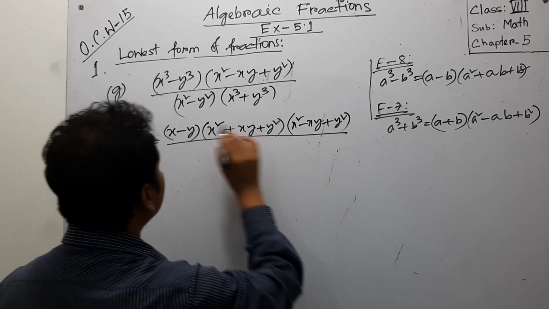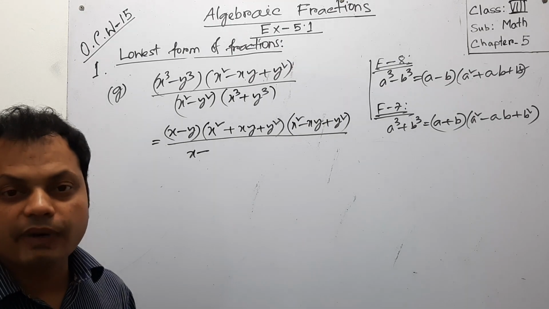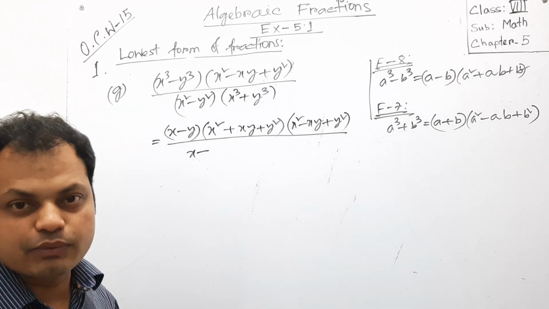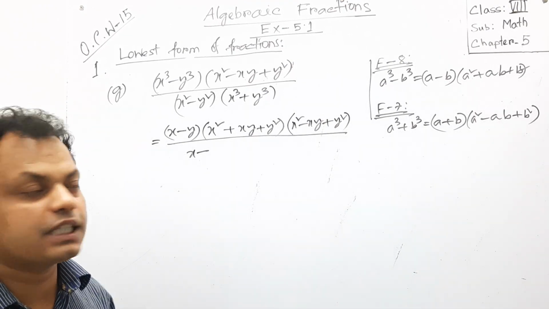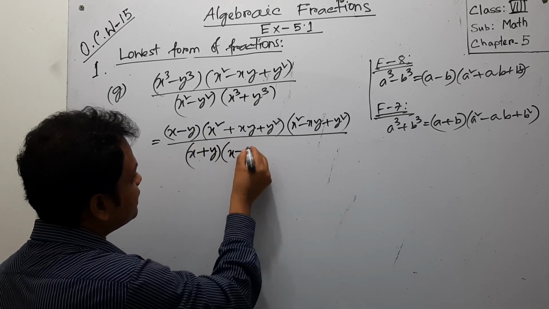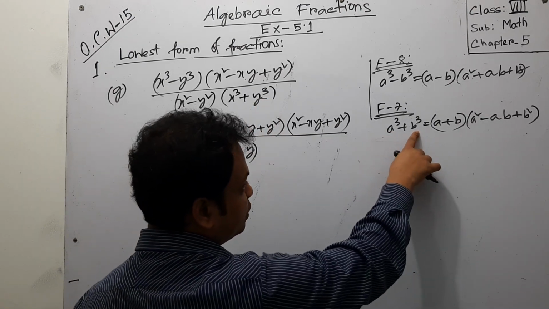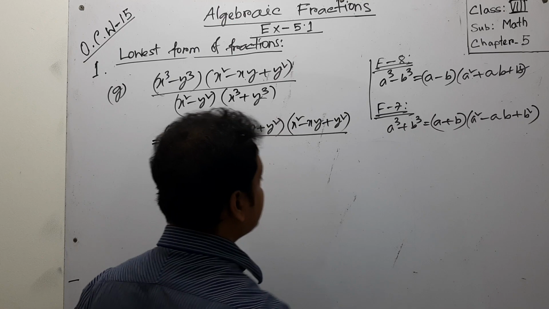And divide by x square minus y square. We get x square minus y square, that means a square minus b square. We can apply the formula a square minus b square, a plus b into a minus b. That means x plus y into x minus y. Now x cube plus y cube, consider a cube plus b cube, then it will be a plus b into a square minus ab plus b square.